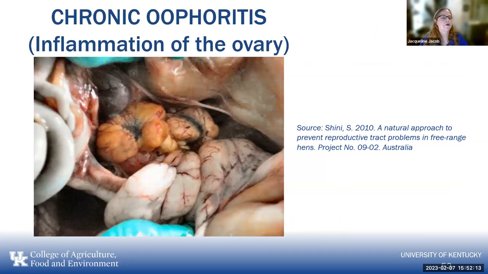Another problem that you can see sometimes is chronic oophoritis, which is inflammation of the ovary. We don't normally see a lot of it, but it can happen if the infection works its way up to the ovary. Again, an antibiotic would be required.